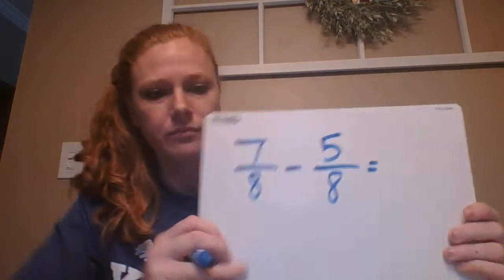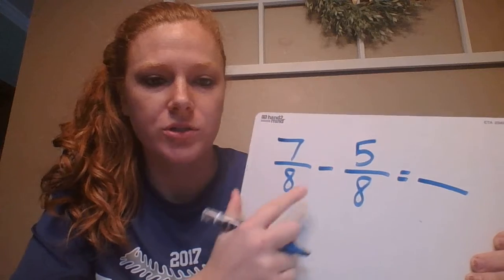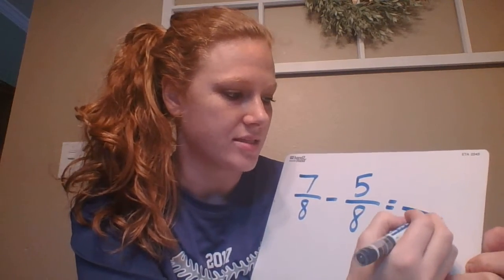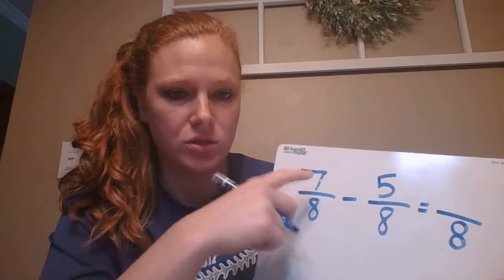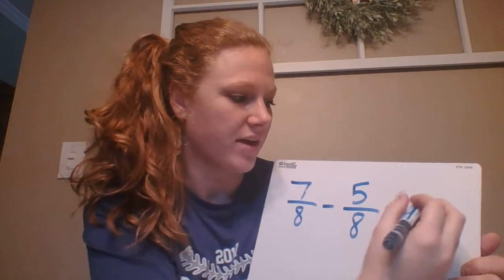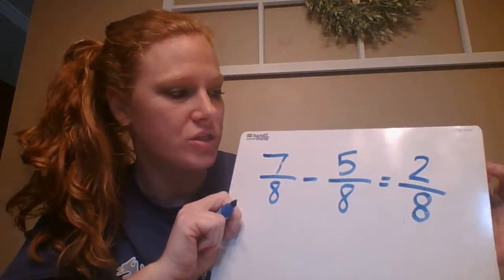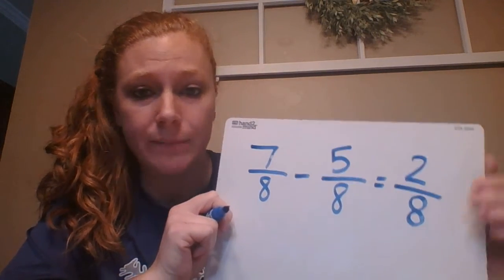Your next subtraction problem is 7/8 minus 5/8. Remember that our 2 bottom numbers, our 2 denominators, are the same, so once again, they will stay the same. We will keep it as an 8. So we must subtract the 2 top numbers, the 2 numerators. So 7 minus 5 is 2. So your final answer is 2/8, and I know that it's 2/8 because it's bigger on bottom than it is on top, so I can leave it.